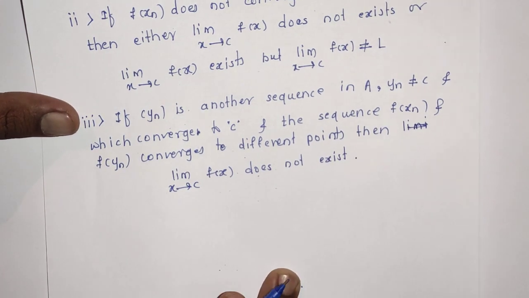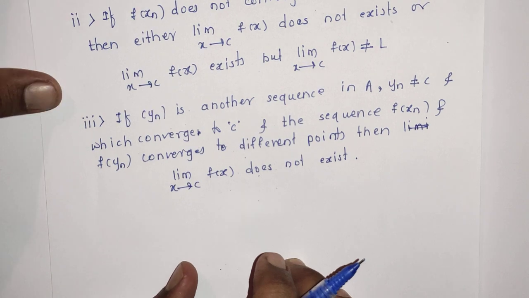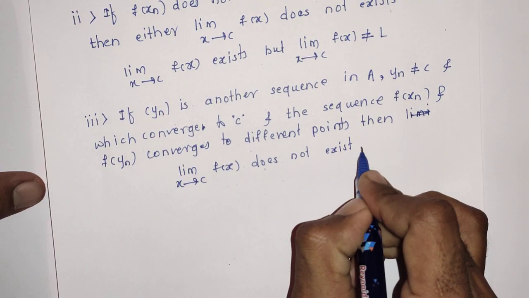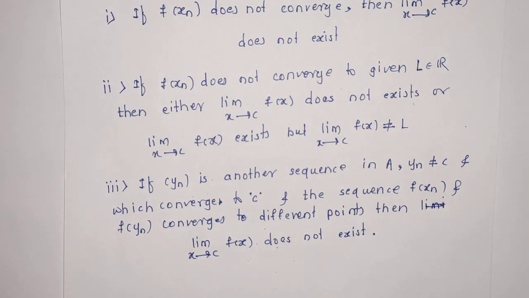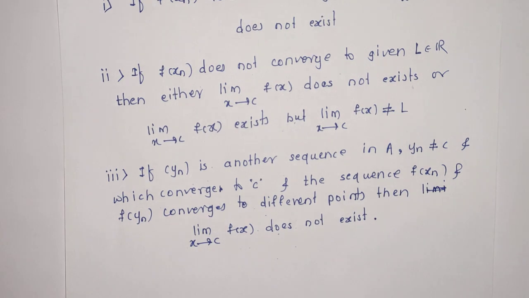These are some sequential criteria, divergence criteria, for the given limit. Now we can use these criteria to check whether the given function is convergent or divergent. The examples on this theorem and this divergence criteria we will see in the next video.